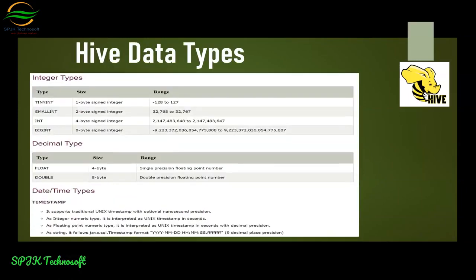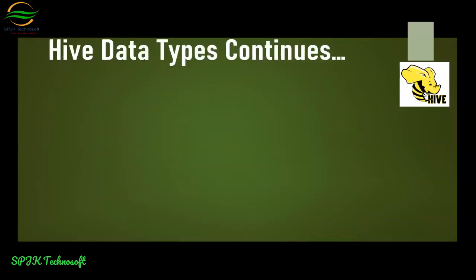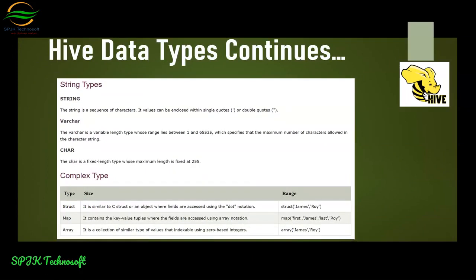And these are the data types: tinyint, smallint, and bigint, which are integer types. Floating types, we have float and double. And timestamps and date, we can use YYYY-MM-DD format. In the same continuation, we have string, varchar and char. We can also use data structure data types, which are struct, map and array. So this is about the different data types which are there in Hive.